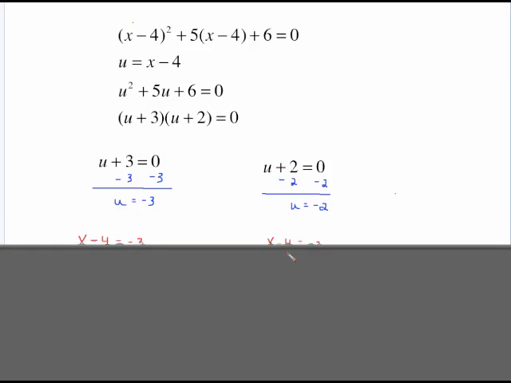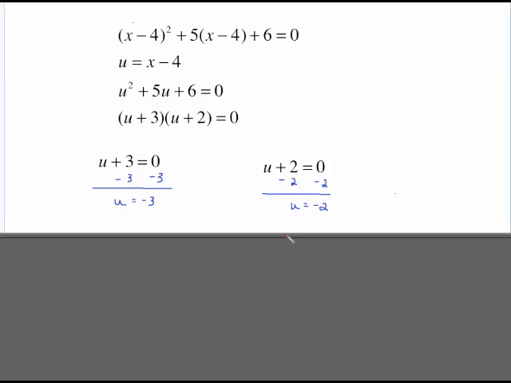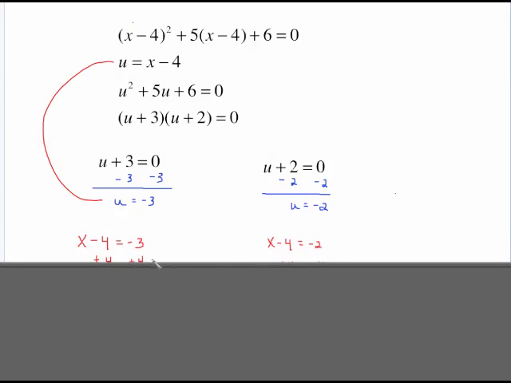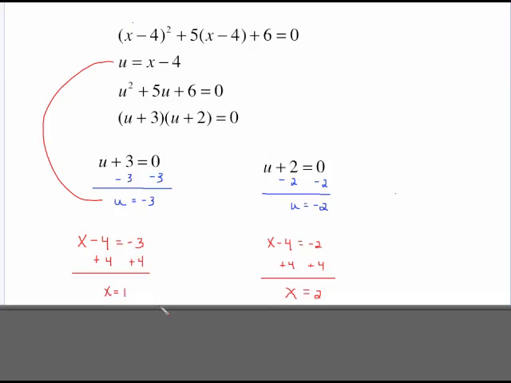But you are not finished. Be careful with this. All we have found out is what u equals. So we need to take those values and plug them back in for u and solve for x. So on the first one, I put negative 3 in for u, so x minus 4 equals negative 3. Add 4 to both sides gives me 1. Same thing over here when I put negative 2 in for that u, I have x minus 4 equals negative 2. Add 4 to both sides gives me 2.